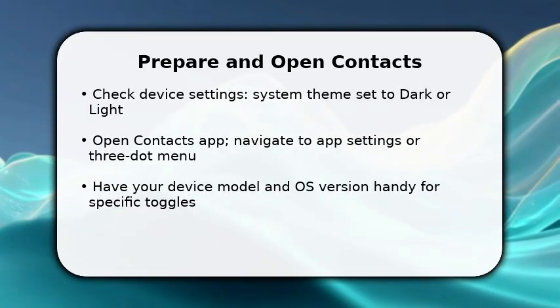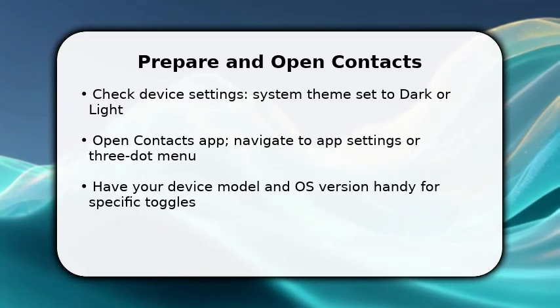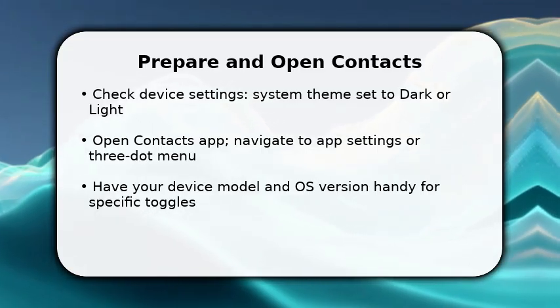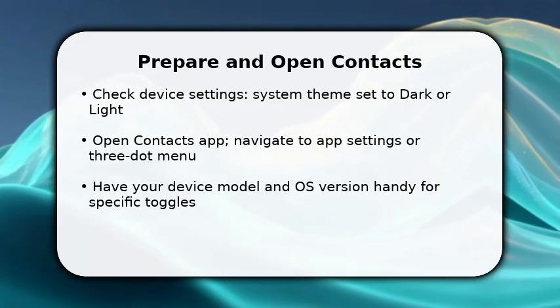You start by confirming your device theme because app behavior often follows system settings. Open the Contacts app now and tap the three-dot menu or settings gear. This is where app-specific appearance toggles live.